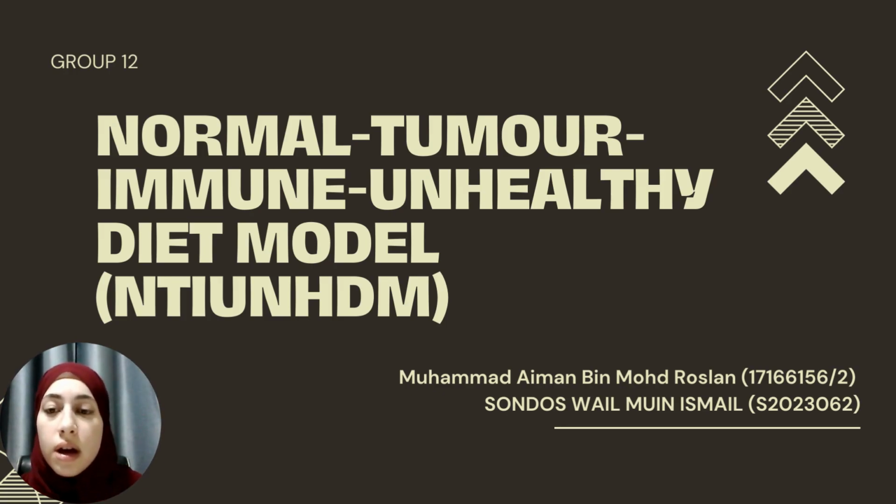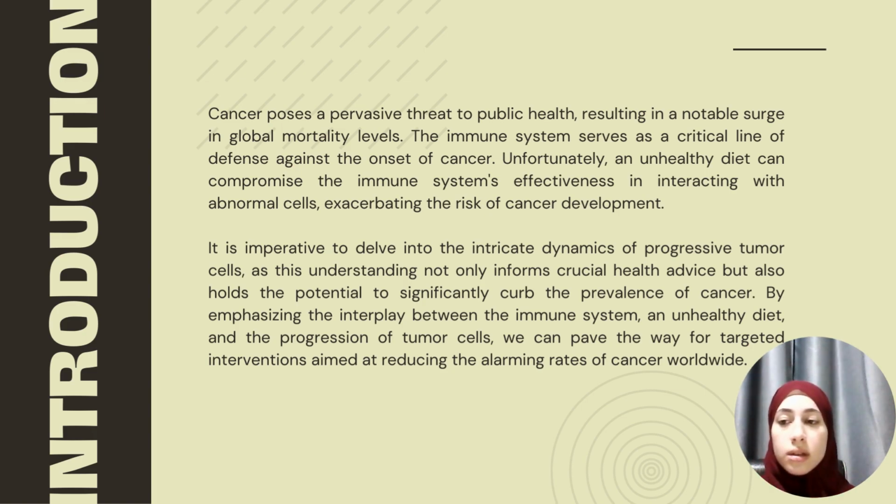This is group 12, and we're going to be talking about the normal tumor immune unhealthy diet model. So, cancer is a public health disease that causes an increased global mortality level. Immune systems usually prevent the body from developing cancer, and so an unhealthy diet can damage the immune system's capability to interact with abnormal cells. So, understanding the dynamics of progressive tumor cells contributes to introducing important health advice and reducing the rates of cancer.